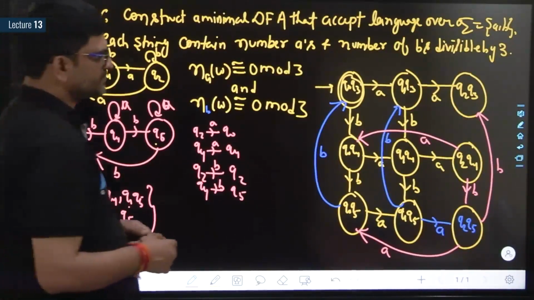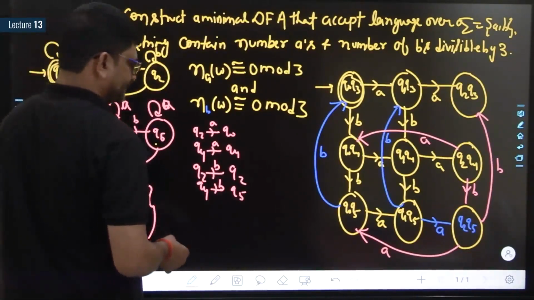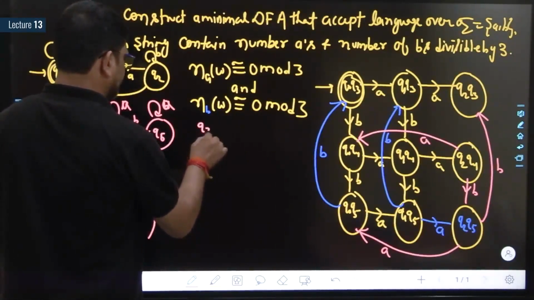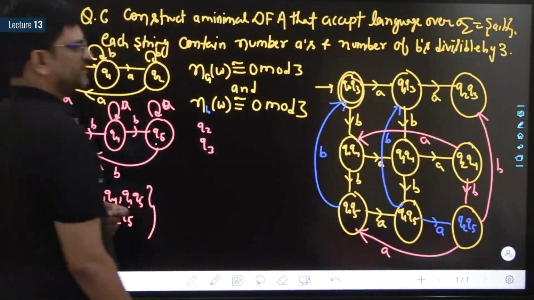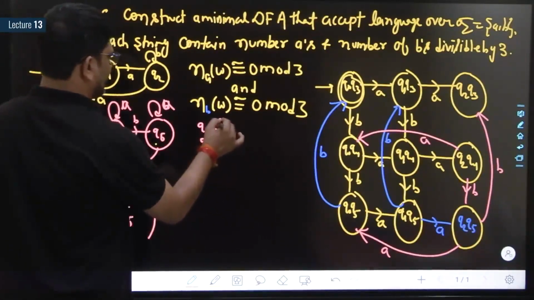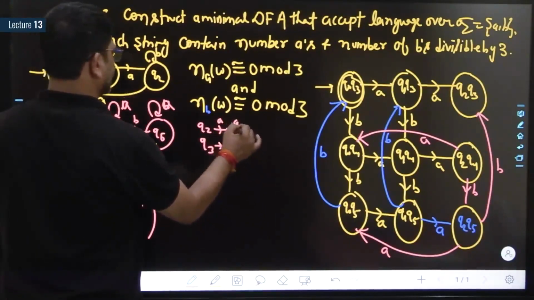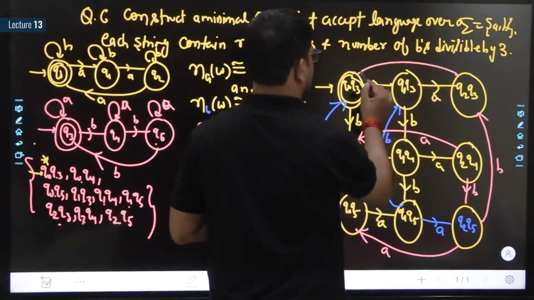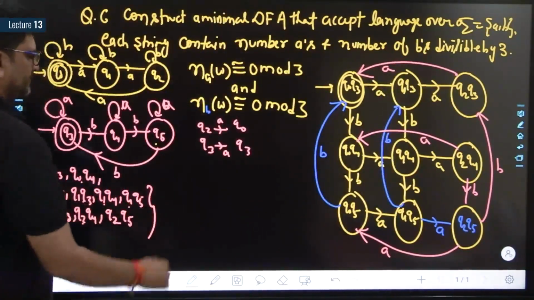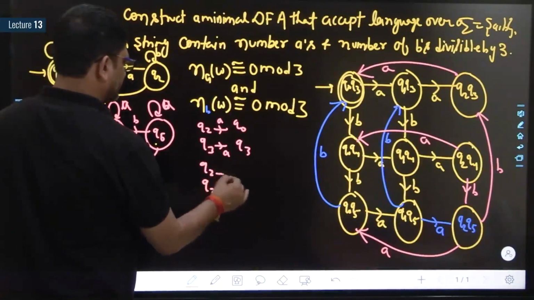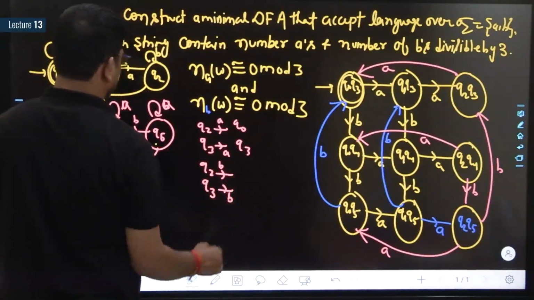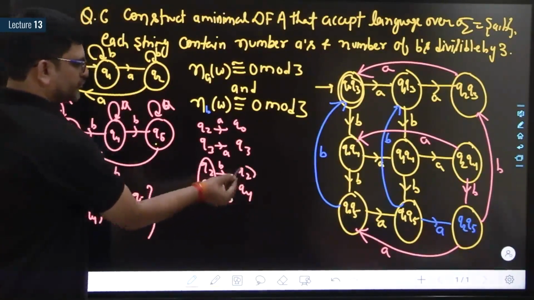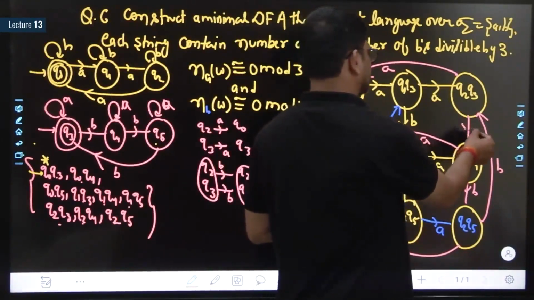Okay. Next state is Q2Q3. Find out the transitions on A and B. Q2 on A goes to Q0, Q3 on A stays Q3, so Q2Q3 on A goes to Q0Q3. This one. Now on B, Q2 on B stays Q2, Q3 on B goes to Q4, so Q2Q3 on B goes to Q2Q4. This is the DFA for this.